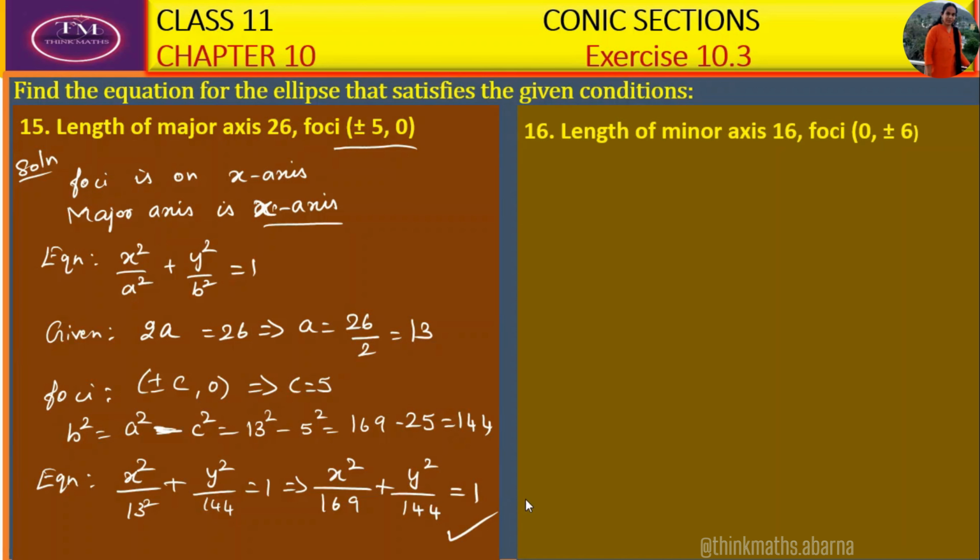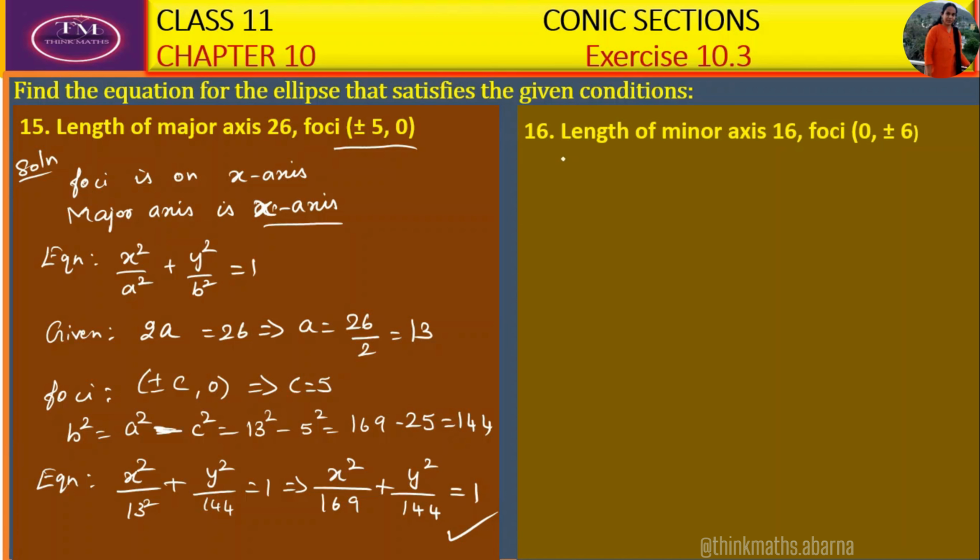Clear? In the same way, the 16th one. Length of minor axis is 16. Foci is 0, comma plus or minus 6. So where is the focus? It has a y coordinate. X comma y means x coordinate is 0 and it has a y coordinate. So major axis is y axis.